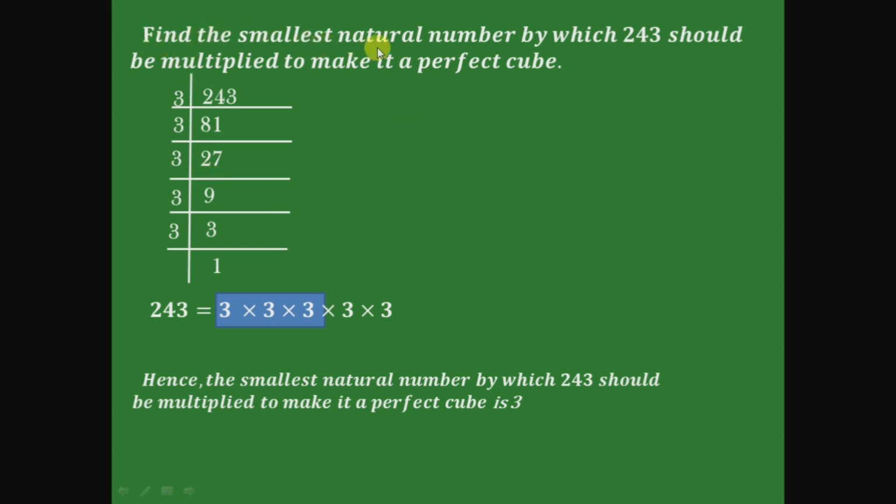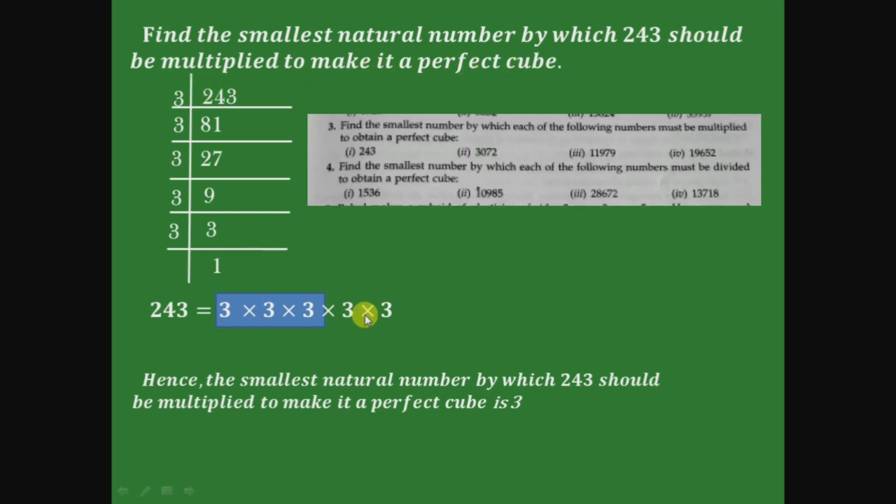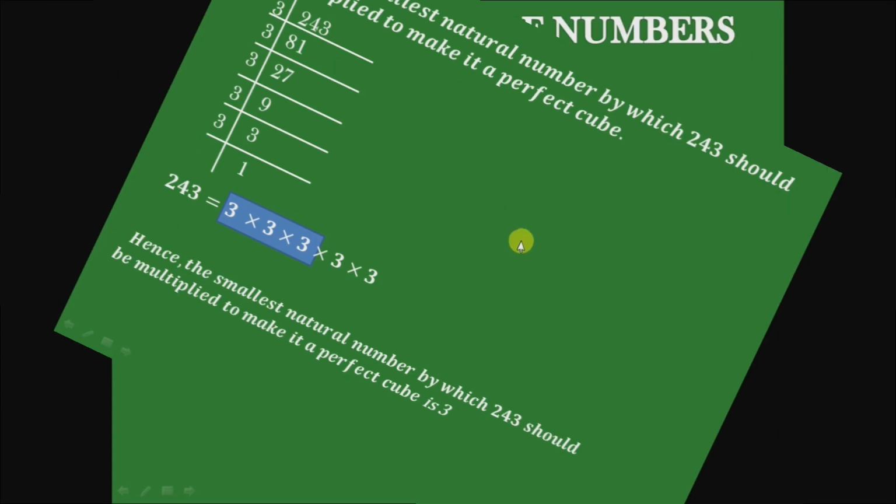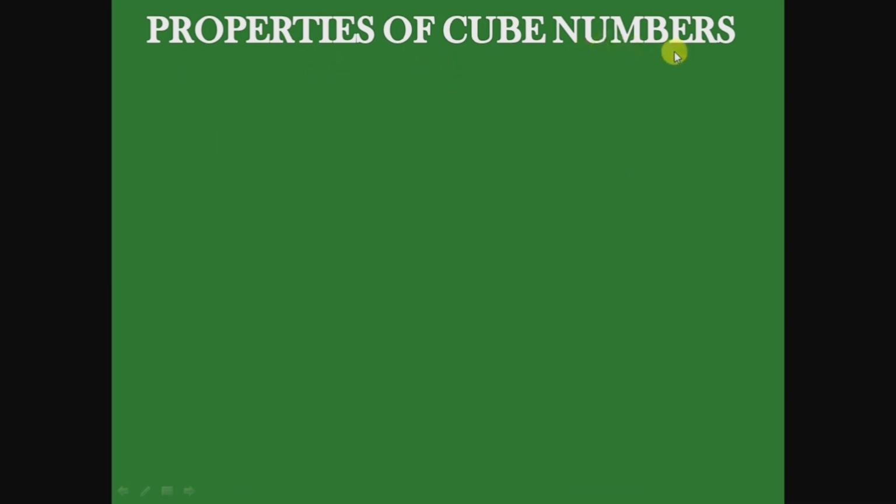So we need to find the smallest natural number by which 243 should be multiplied to make it a perfect cube. So our required number is 3. Similarly, instead of multiplication, if division is there, we need to multiply it by 3. 3 threes are 9. Keep this in mind: if it is a case of multiplication, you need to multiply by 3. If it is a case of division, you need to divide it by 3. That means one-third number.